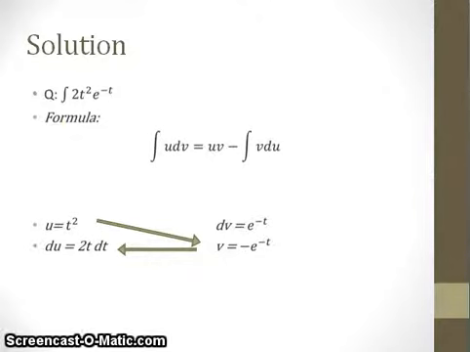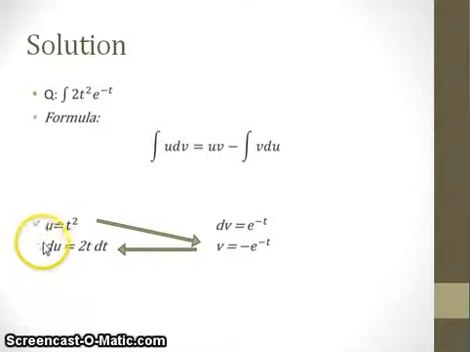If you want to integrate by parts, we have to use this formula, which is the integration of u dv equals u times the integration of dv, minus the integration of the v value again times the differentiation of u.